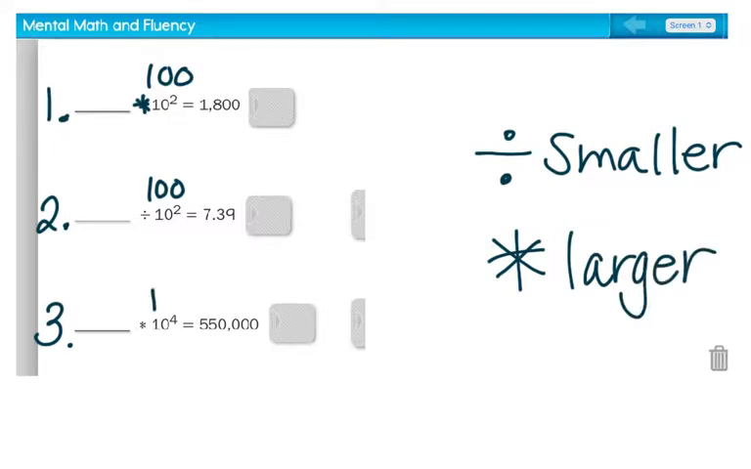And when we multiply by 10 to the fourth power, we get 550,000. Go ahead and just put in the answer for those 3 blanks. Pause the video as needed.